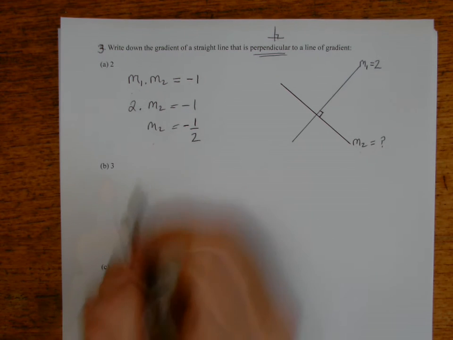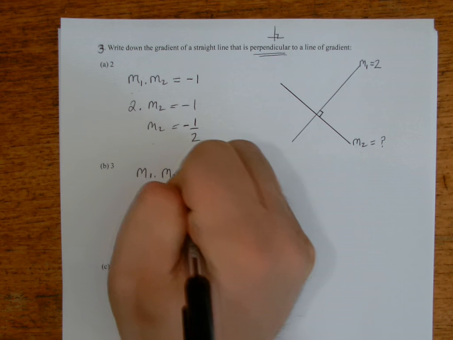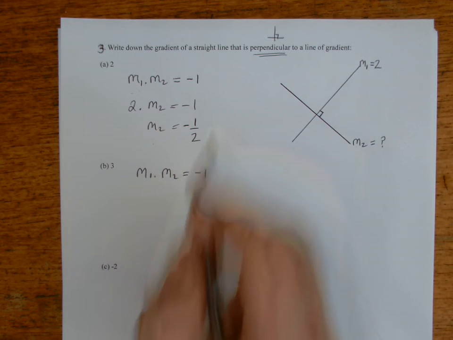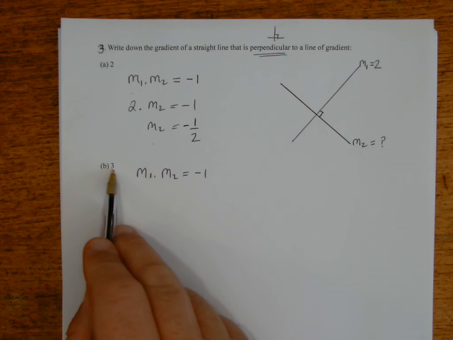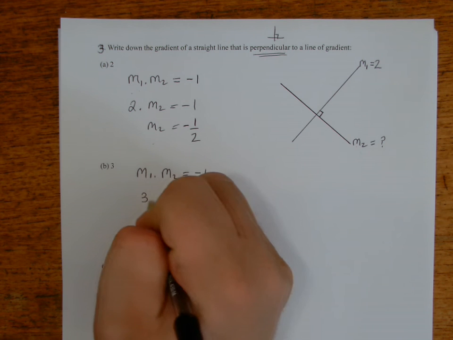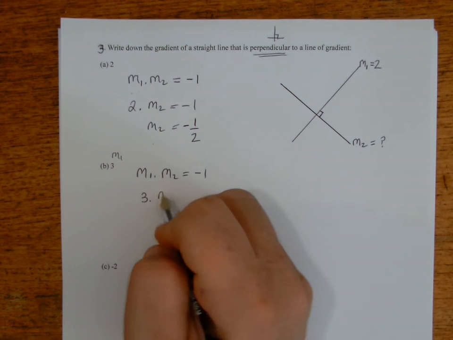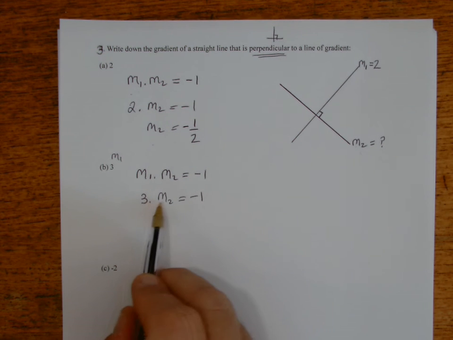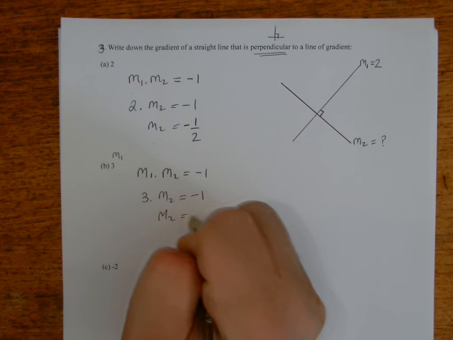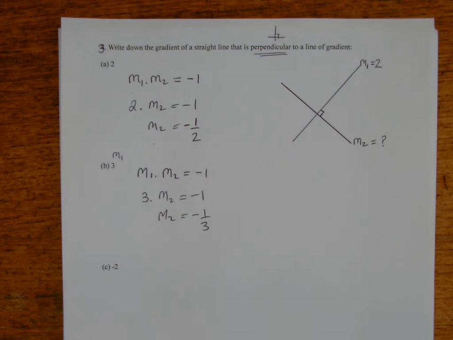Simple as that. So with B now, exactly the same thing again. You use the same result. It always works. So the two gradients have to times to give -1. So the line I've got given here has gradient 3. So I'll call that my M1 if you like. M2 I want to work out. So put it into the formula. And because I'm timesing, well, take it over and divide. And I get -1/3. Okay?